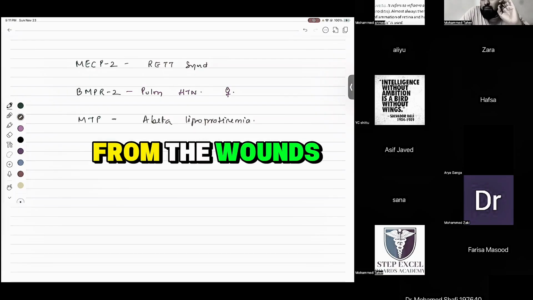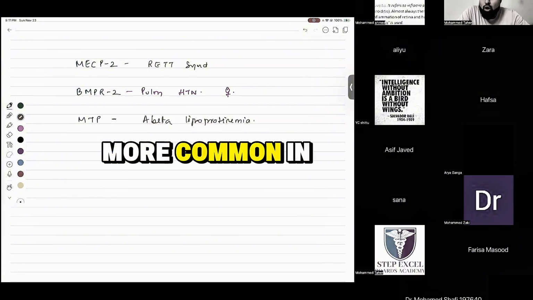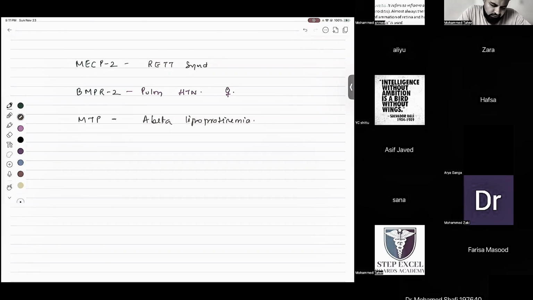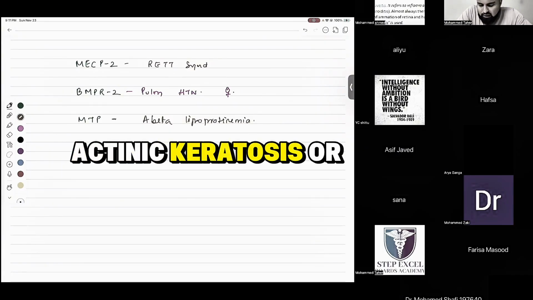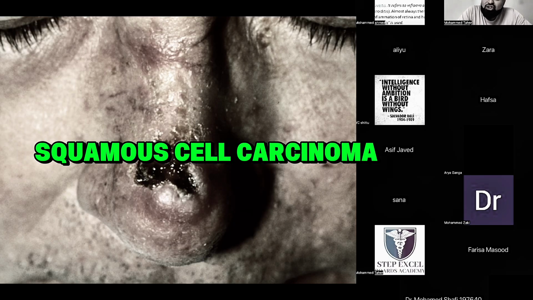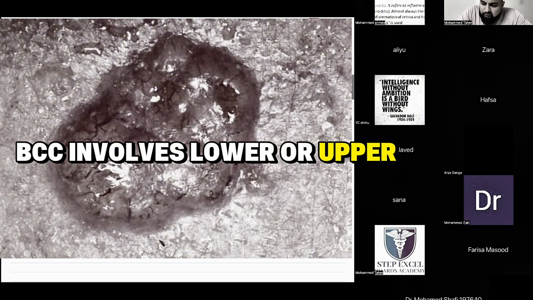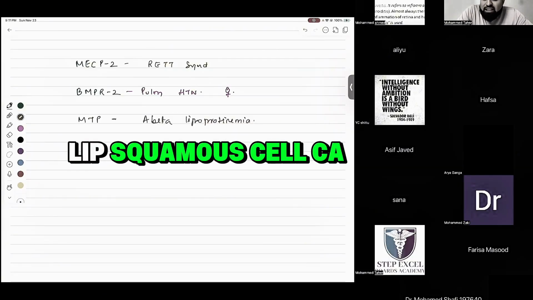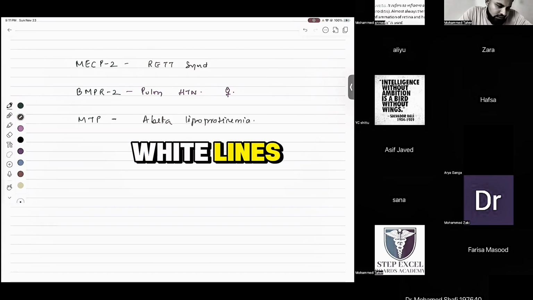Squamous cell carcinoma from the wounds or scar of the skin is called Marjolin ulcer. Which squamous cell carcinoma precursor is seen more commonly in individuals exposed to sunlight, like farmers? Actinic keratosis. Actinic keratosis, or solar keratosis, increases the risk of progression to squamous cell carcinoma. Telangiectasia, rolling borders: basal cell carcinoma. Basal cell carcinoma involves the lower or upper lip? Upper lip. Squamous cell carcinoma involves the lower lip.